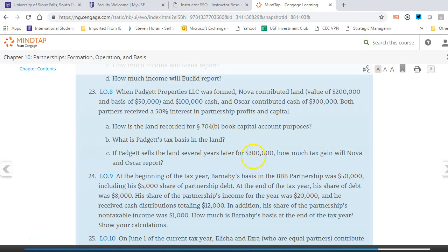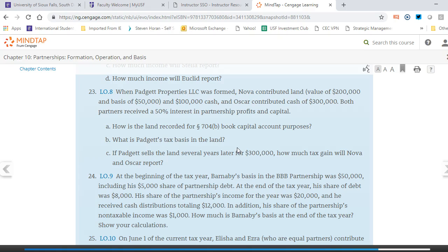If Paget sells the land, I guess I got ahead of myself. If they sell it for 300, what happens then? This is kind of the key. Nova contributed the land, right? That's the issue here. The land sold for 300 at some point in the future, so the value has gone up from 200 to 300. How much tax gain will Nova and Oscar report? Remember, Oscar is the other partner, so this is for the two folks that contributed to the LLC.